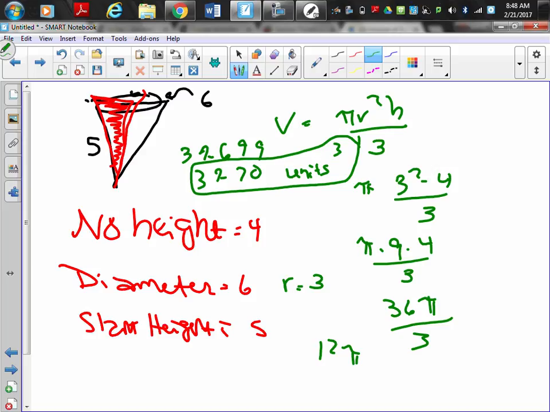Alright, so we've done one where you have the slant height, and we've done a problem where you have the regular height. Alright, so let me stop the recording, and I'll give you your assignment.